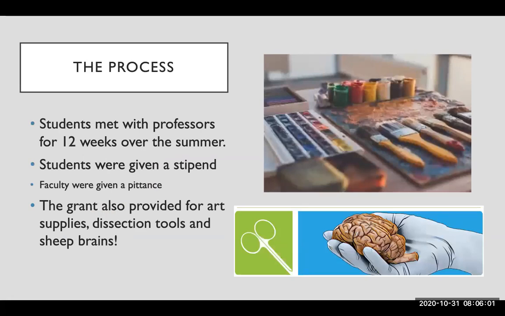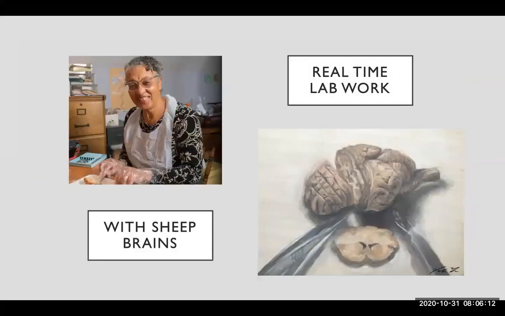The grant supported the students and the faculty for the summer. It also provided funds for art supplies for the students and even money for brains and dissecting equipment. The latter was very helpful. I had sheep brains sent to the artists' homes, and I led dissections from my house using my iPhone propped on a phone stand to direct the dissections. It really helped the students to have hands-on experience with actual tissue. That's me dissecting on the left and Viola's interpretation of her dissection on the right.